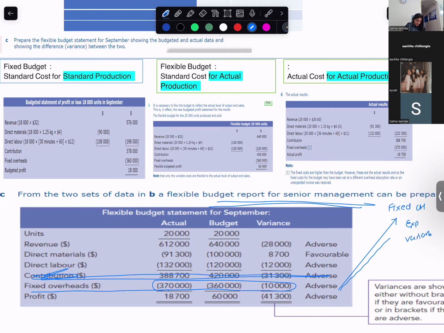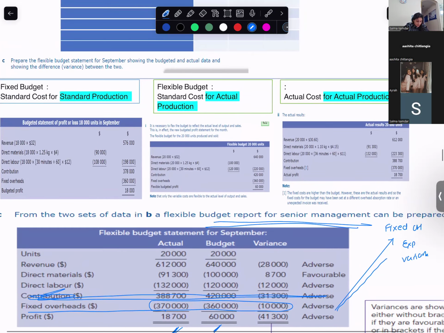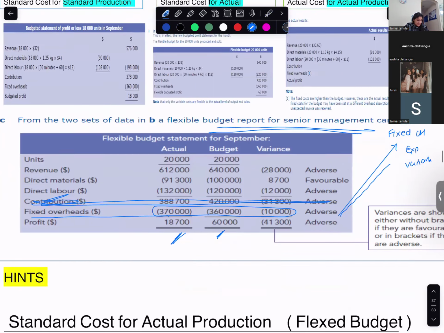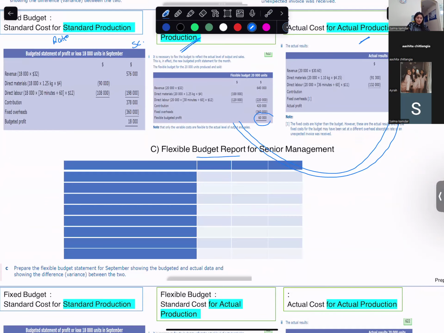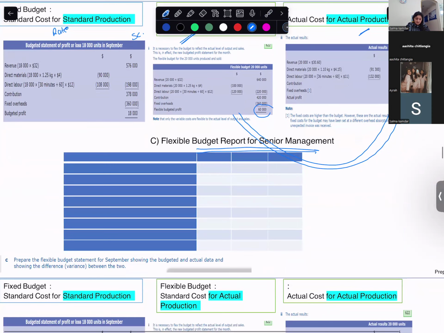And you expected to have a profit of 60,000, but you made a profit of 18,700. 41,300 is adverse. We are going to study only sales, direct material, direct labor, and fixed overheads variances. Are you with me? What variance analysis are you doing? This is nothing but a budget report for senior management.